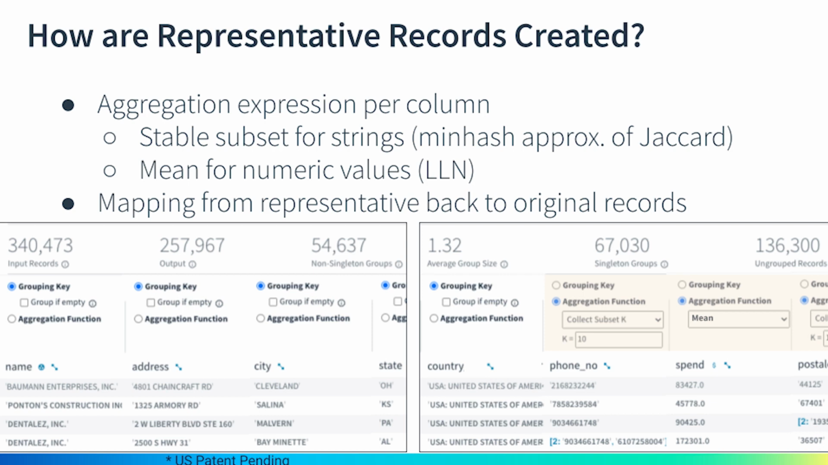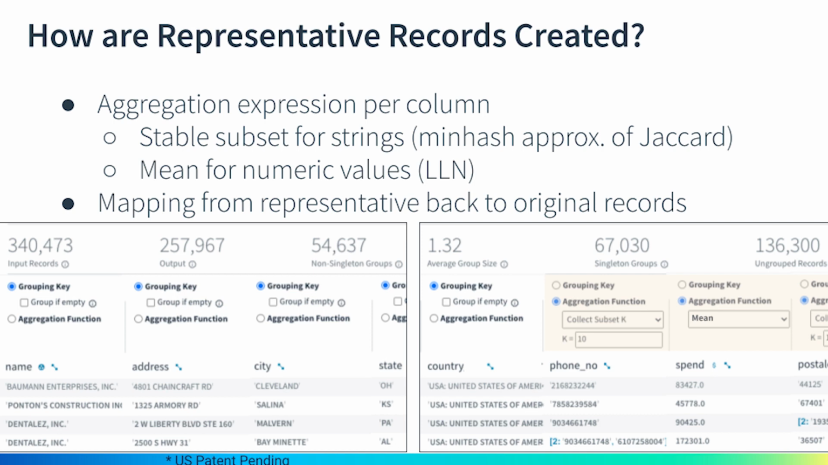Once we have identified groups of records to assemble together that are functionally identical, we can perform aggregation. And we perform aggregation only on the columns that are necessary for the machine learning later in the workflow. There are two really meaningful forms of aggregation that we use. For strings, we're collecting a stable subset. And for that stable subset, we're using the min-hash approximation of Jaccard.